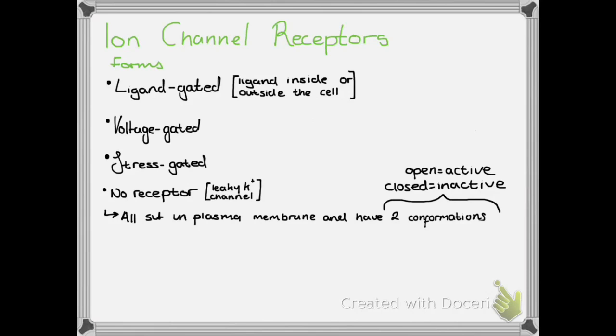There are stress-gated channels which open under certain stresses, so like actual stress pressure. And then there's some where there's no receptor involved, and these are called leaky potassium channels or K+ channels, and all of these actually sit in the plasma membrane, and they have two conformations. Those are either open, which means that they're active, or closed, which means that they're inactive.